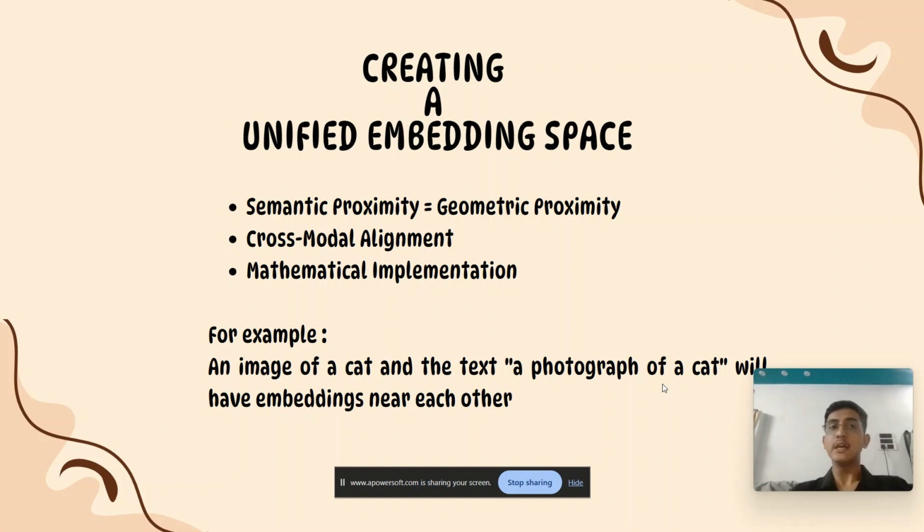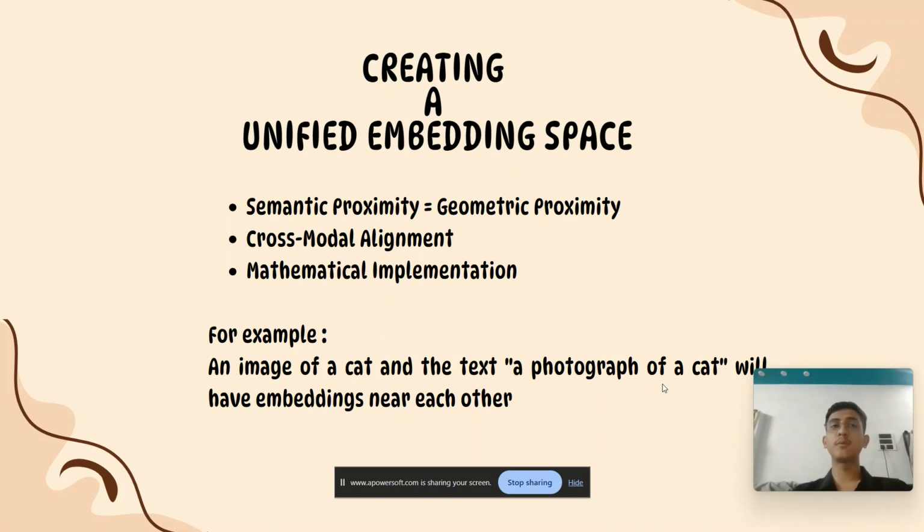By this I mean the contrastive objective enforces a critical property. Items with a similar meaning should end up positioned close to each other in that space, whereas items with dissimilar concepts should remain far apart. This is done for both image and text. For example, an image of a cat and the text, say, "a photograph of a cat," should lie closer to each other in the embedding space.